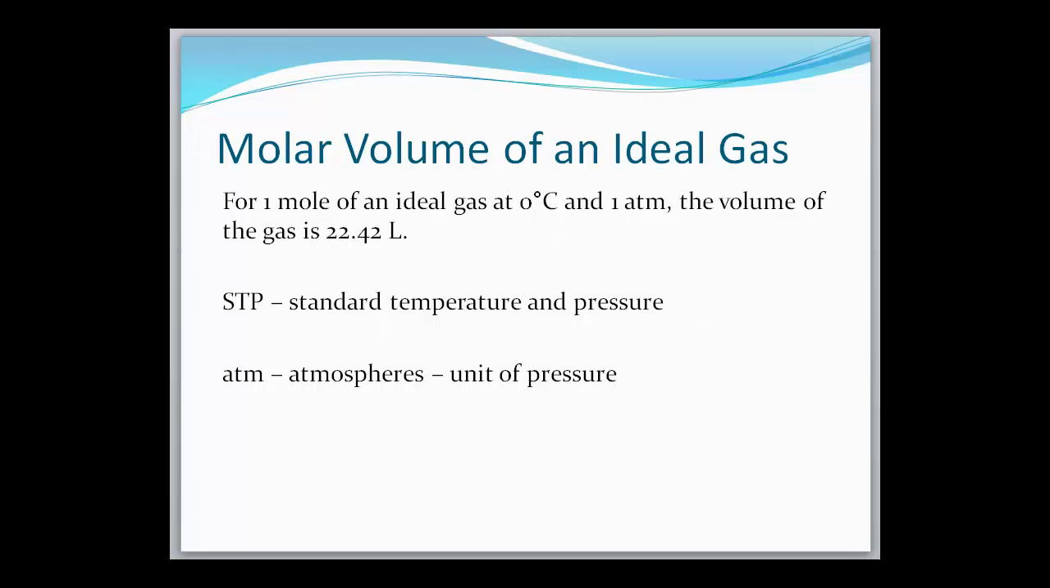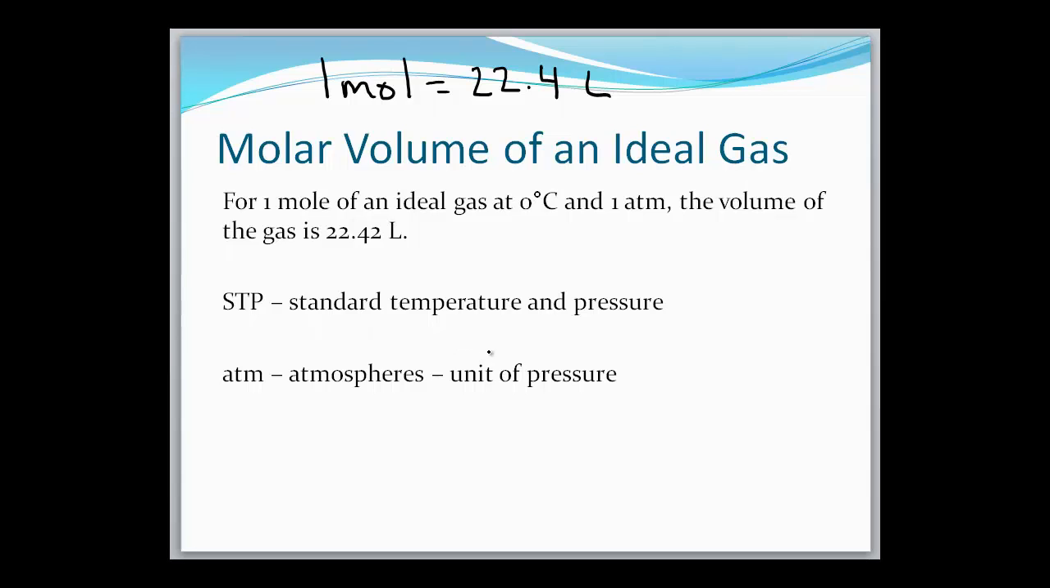So first of all, let's talk about the conversion between moles and liters. Our sentence here says, for 1 mole of an ideal gas at 0 degrees Celsius and 1 atmosphere, the volume of the gas is 22.42 liters. Well, what that means for us is we can use the conversion 1 mole of any gas is equal to 22.4 liters. Now this is an ideal gas at standard temperature and pressure.